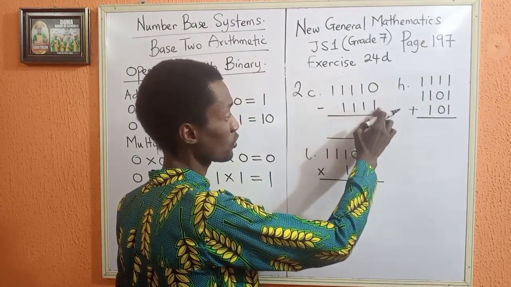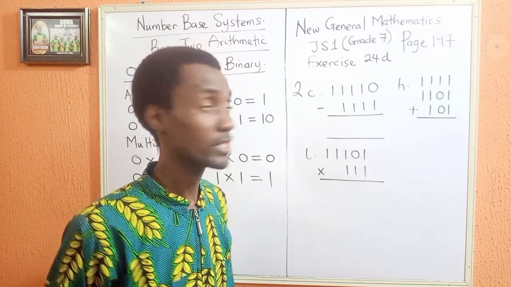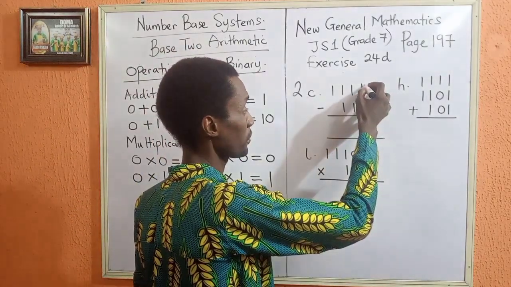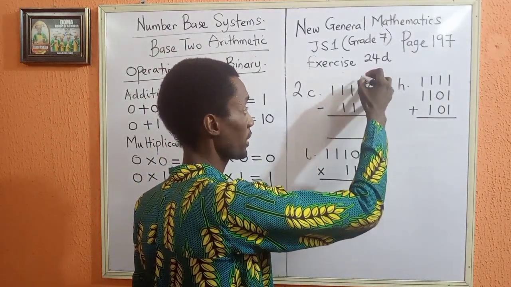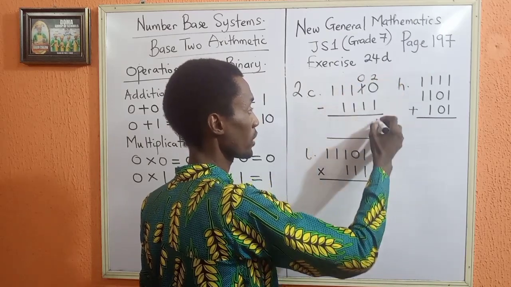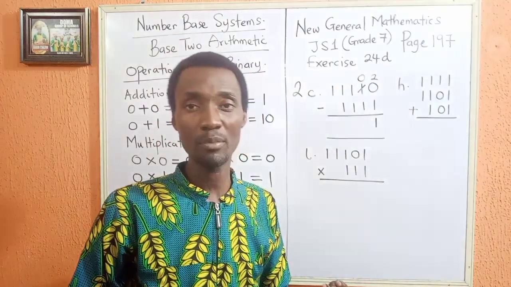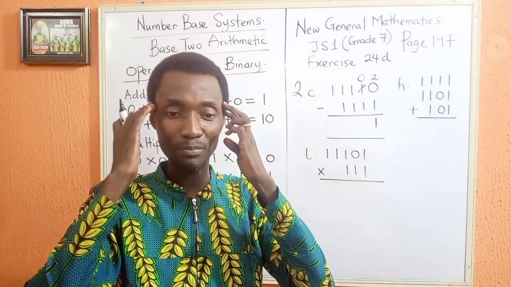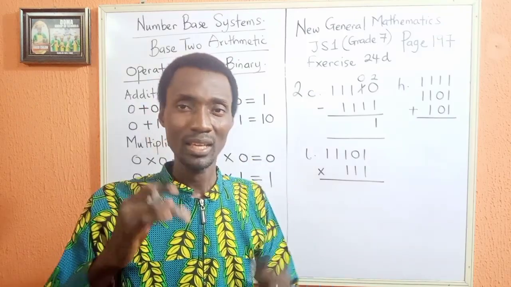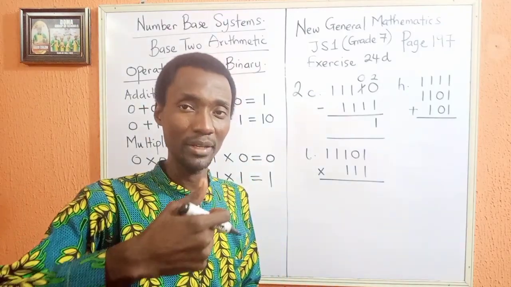0 minus 1. It's not possible, drawing from your primary school knowledge. So what do you do? You need to borrow 1 from here. You take 1 from here. This becomes 0. That one you're taking here becomes 2. So 2 minus 1 is 1. Remember I told you I'm using my primary school approach. I've learned these things so well. So I keep that. The base I'm working with becomes the value of what I'm carrying.